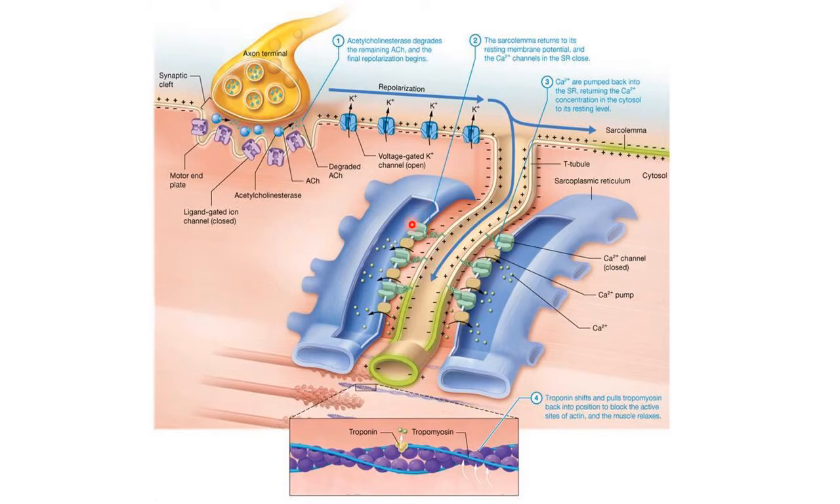These voltage-gated calcium channels will close, and then the calcium pumps will start using ATP to pump calcium back into the sarcoplasmic reticulum. And once the calcium concentration in the cytosol gets low enough, calcium will let go of troponin. Troponin will move back into its original location and push tropomyosin back into its original location as well, blocking the actin active sites, which prevents crossbridge cycling from continuing. So that's the very end of muscle contraction.